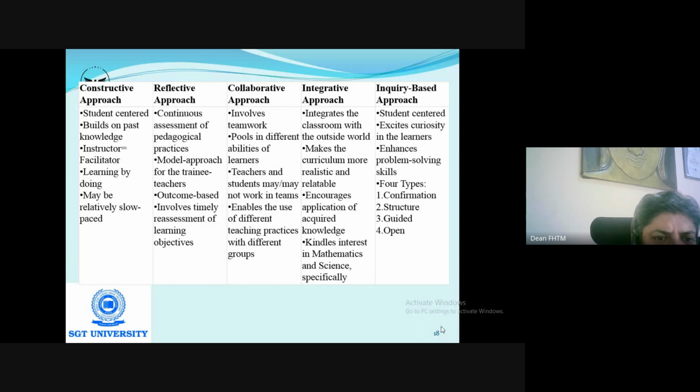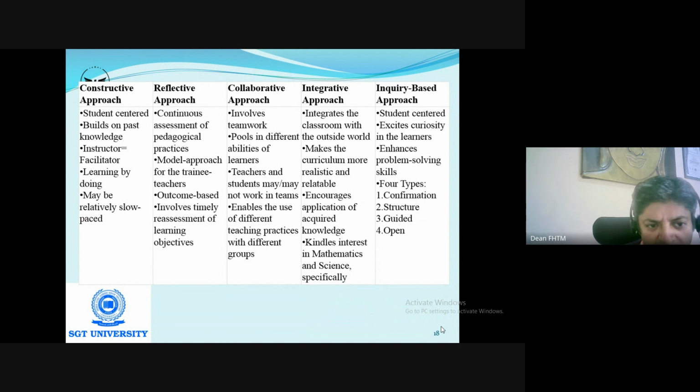Again, all these approaches I have discussed in a little bit of detail, so I am just quickly reading it off. Constructive approach: student centered, built on past knowledge, and more of learning by doing, but it may be slow paced. Reflective: a continuous assessment of the practices. It's a model approach for trainee teachers. It is outcome based and involves timely reassessment.